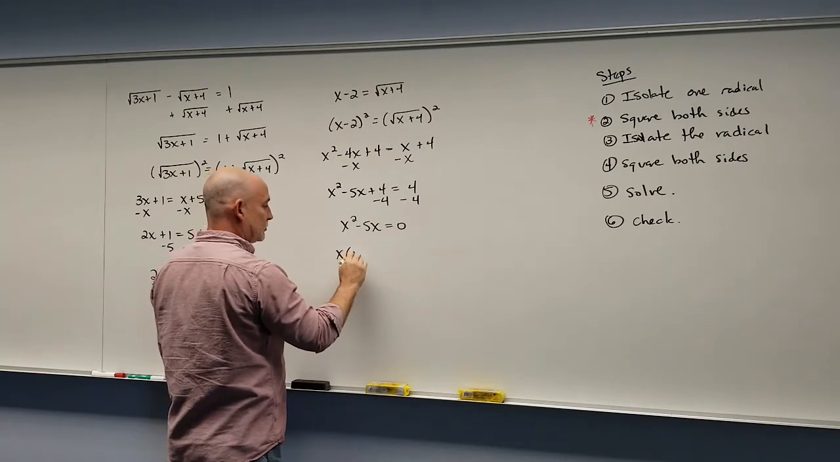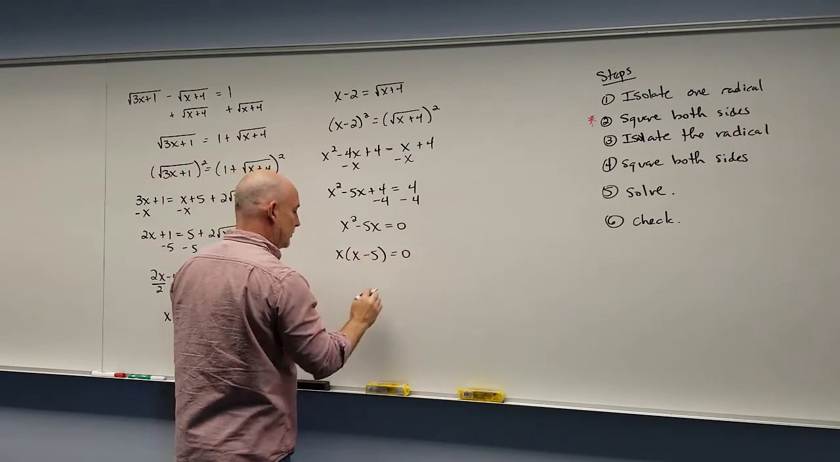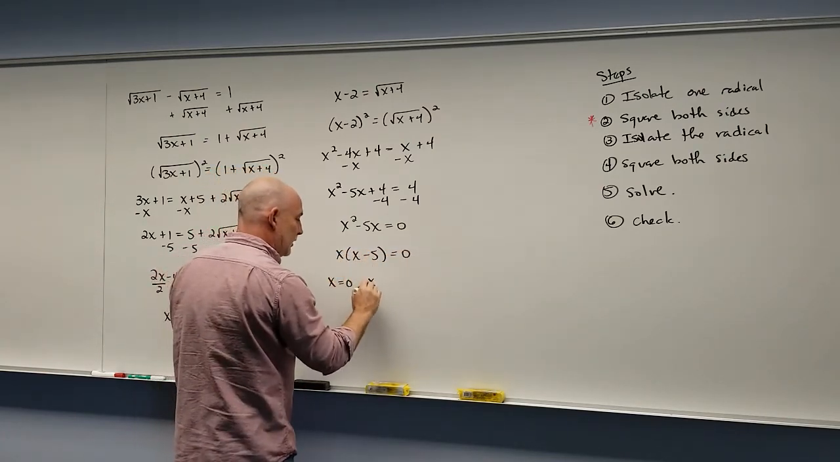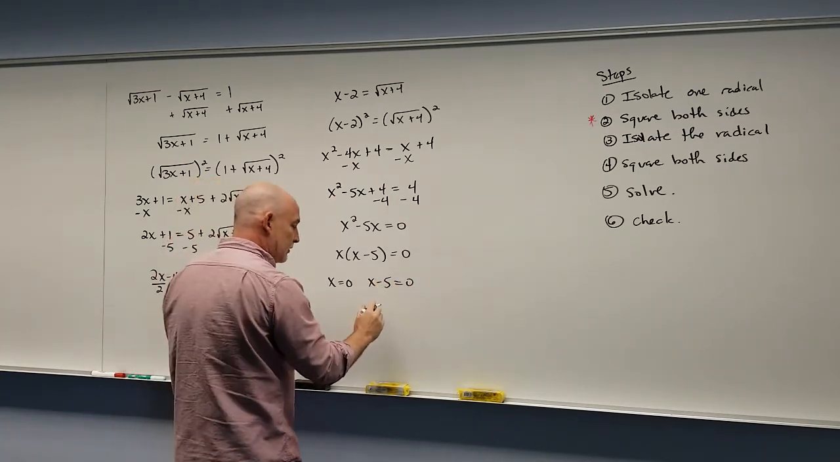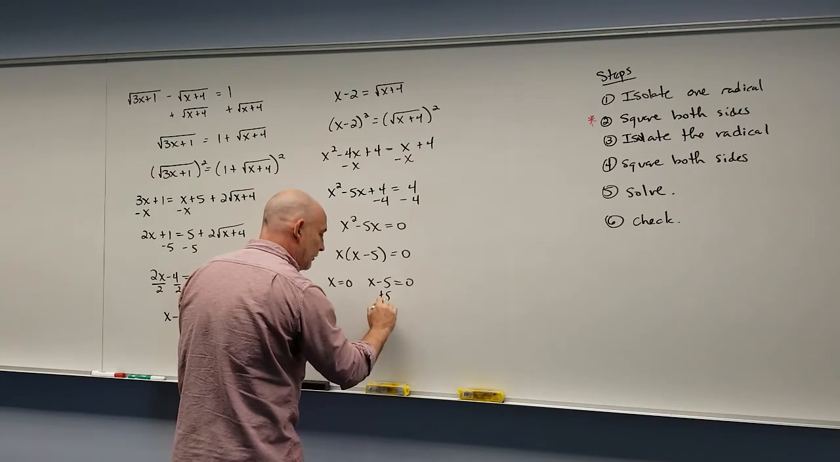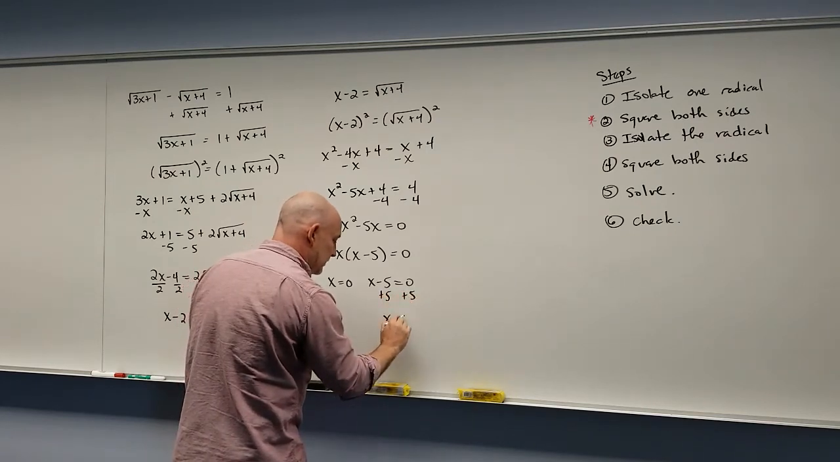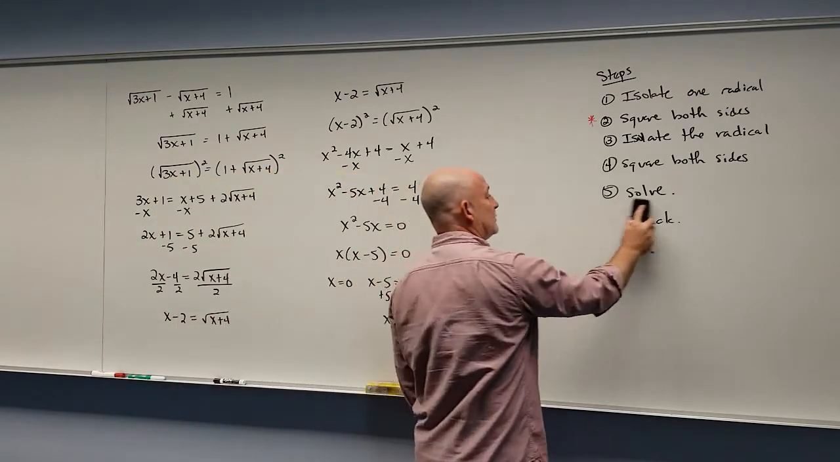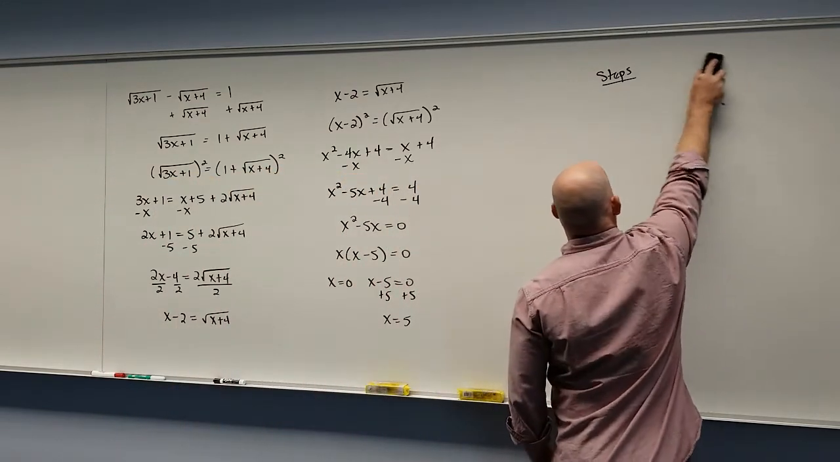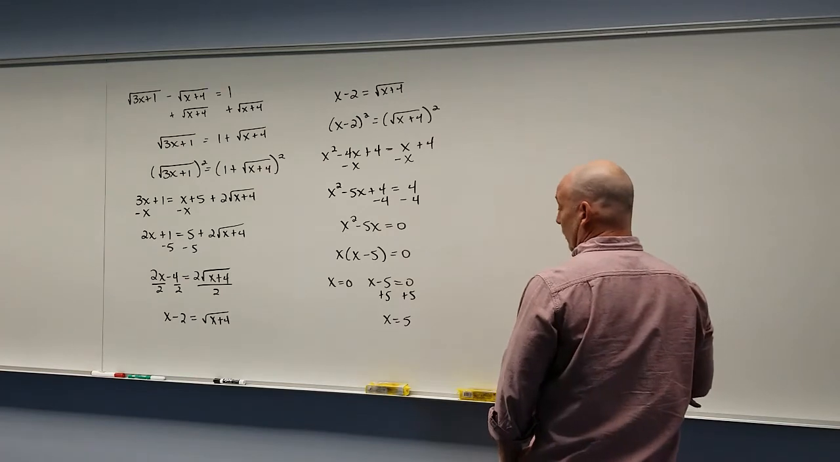First step in factoring is greatest common factor. There is one. Two things multiplied together equaling 0, one of those needs to be a 0. So we get x is equal to 0, x minus 5 is equal to 0. So we get x is equal to 5. So in this case, you see we have 2 possible answers. We need to check both of them. So we still got a bit of work to do.